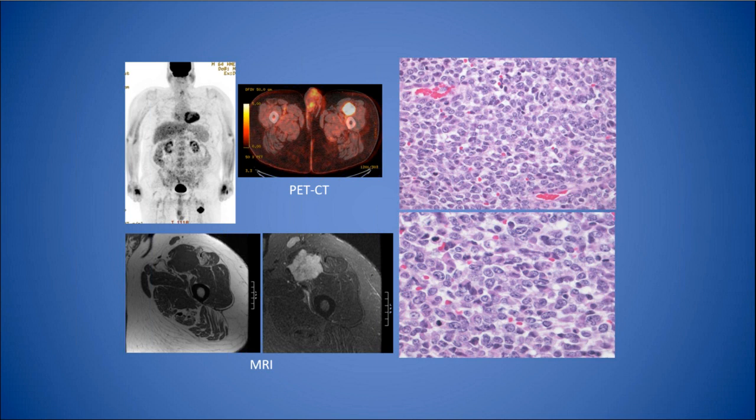Here we have an example of a case of a man in his 60s who had a history of squamous cell carcinoma of the upper respiratory tract that on surveillance PET-CT was found to have a mass in the proximal thigh. It was deep-seated, and it was considered to be a probable metastasis. On MRI, we see that the tumor appeared low signal on T1 and bright signal on water-sensitive sequences. And the biopsy showed a tumor that had a small round cell morphology.